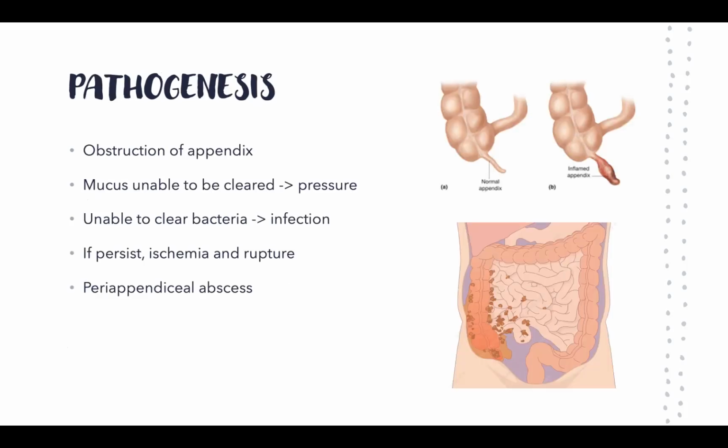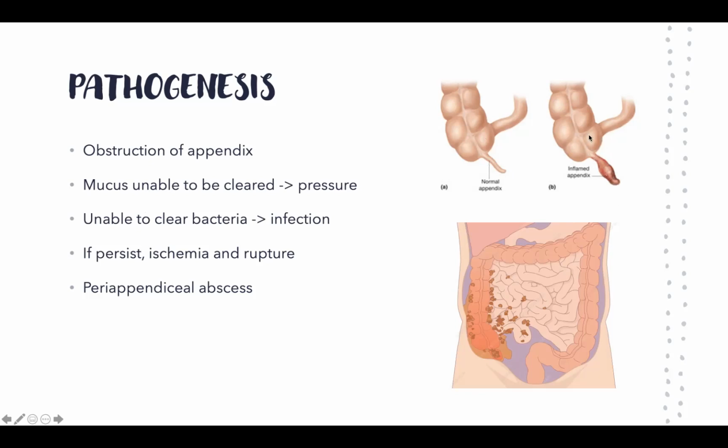So let's talk about what happens in appendicitis. It's an obstruction of the appendix. So why is this a problem? It's because, like any other gut organ, the appendix secretes a lot of mucus. It's unable to be cleared out. This leads to a lot of pressure, and this pressure starts building and the appendix starts to become inflamed.